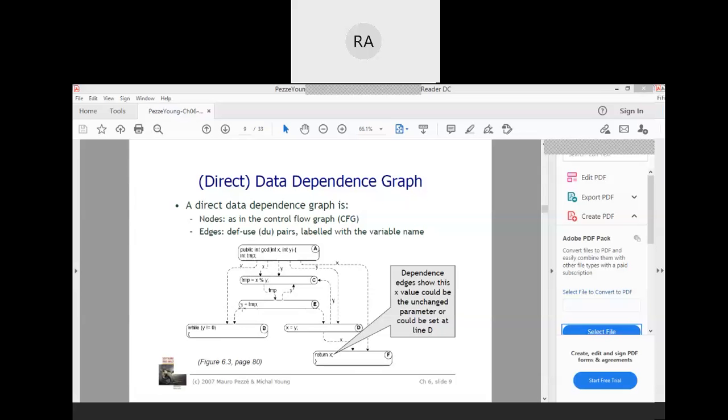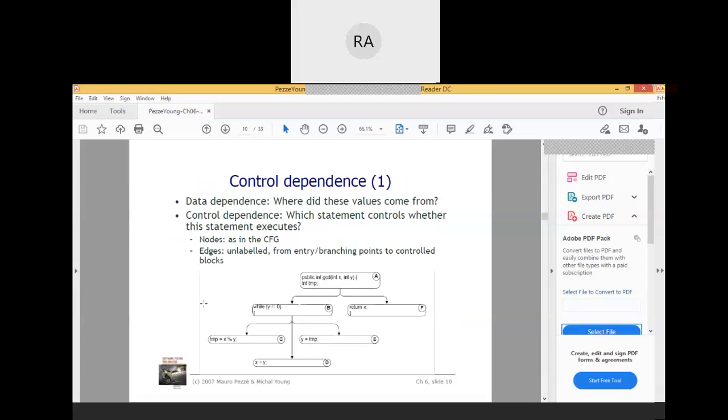After that, what we are going to study is control dependency. What is control dependency? What is the difference between data dependency and control dependency? Data dependency basically deals with where the values are coming from. We are more interested in analyzing the source of the value, from which variable we are extracting the values. That can be shown with the help of the data dependency graph, DDG.